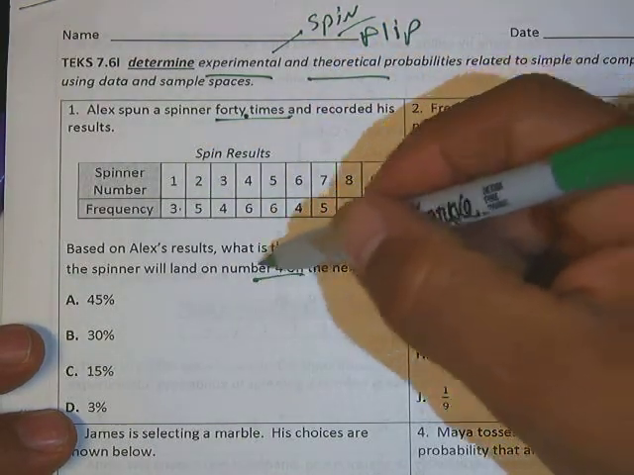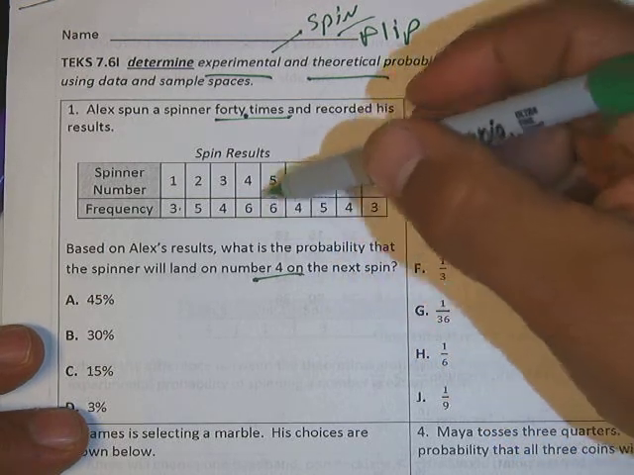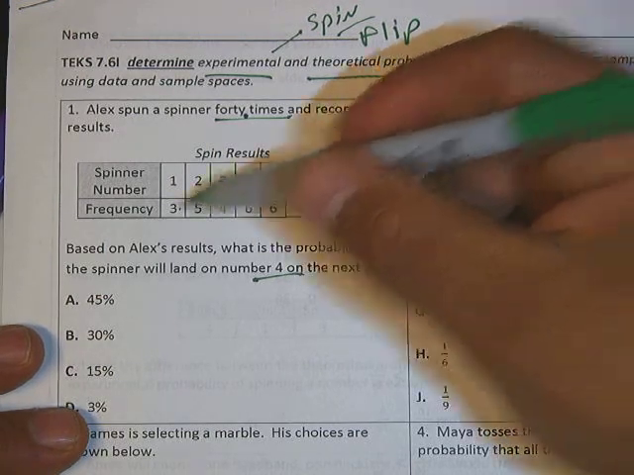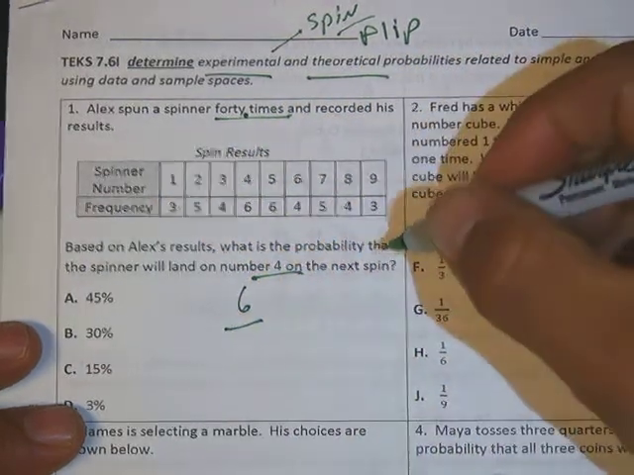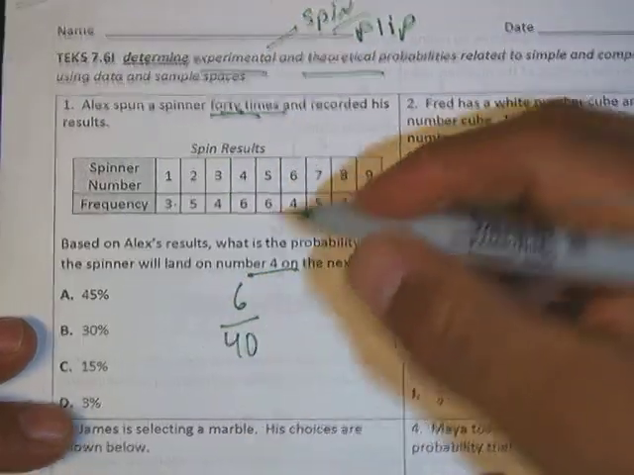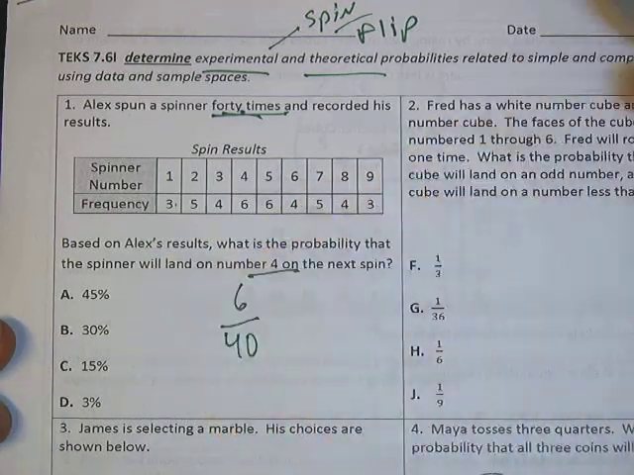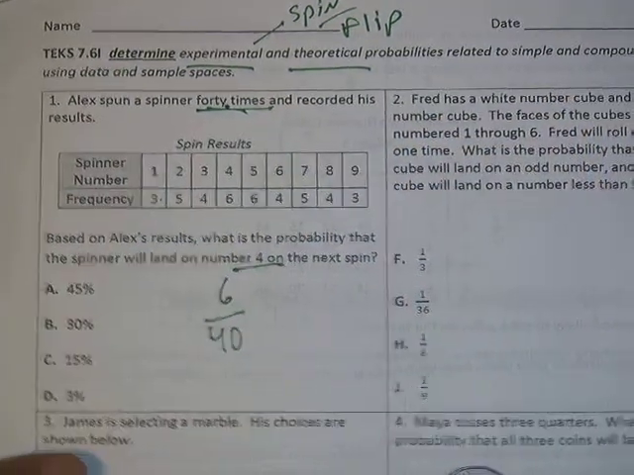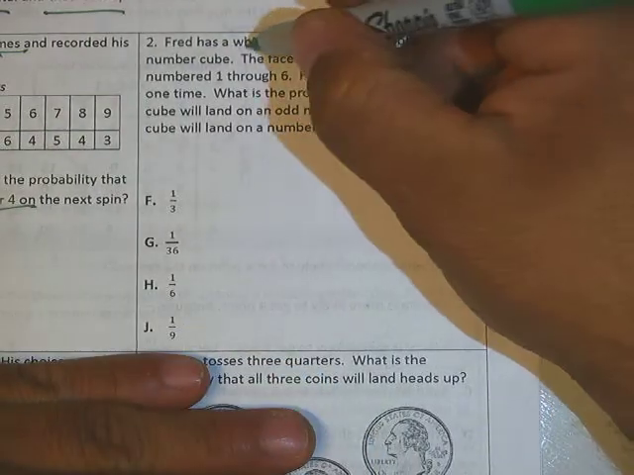Out of the 40 times, it landed 3 times on the number 1. So then it wants to know how many times it will land on the number 4. Well, look at the number 4. How many times did it land? The frequency says it landed on there 6 times. So it landed on 6 out of how many times? We underline 40. So 6 out of 40. So all you got to do is simplify this, make it a decimal, and then you can convert to a percent.